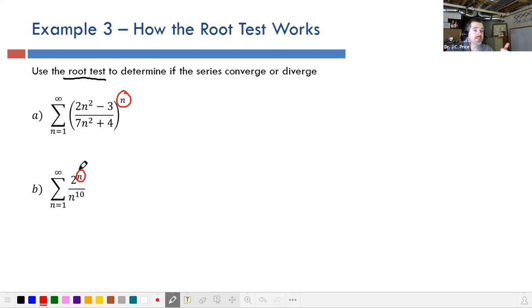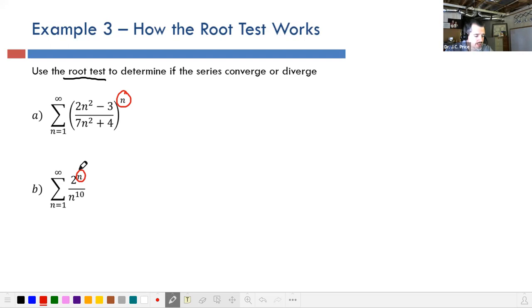Limit comparison turns out to be mostly like p-series type stuff. So if you have something that looks kind of like a p-series but not quite, then that's nice to do a limit comparison test on. All right, so let's see how this works.